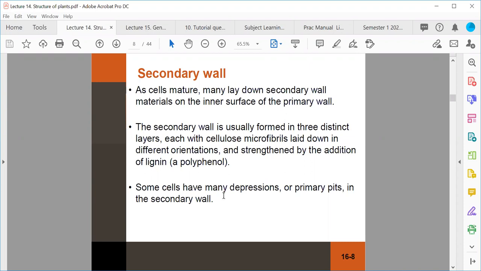And of course, some of these cells have lots of thinner areas or depressions called primary pits. And for the same reason, because they're the regions where those plasmodesmata are connecting neighbouring cells.